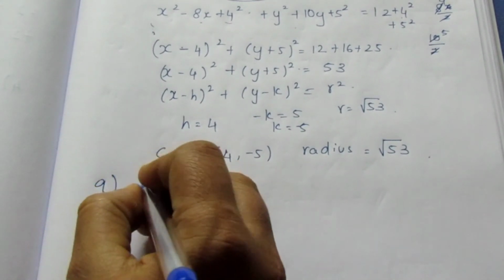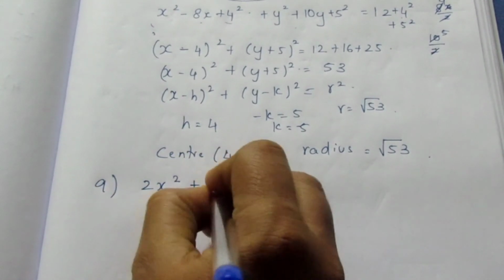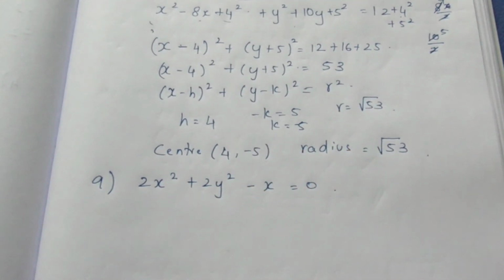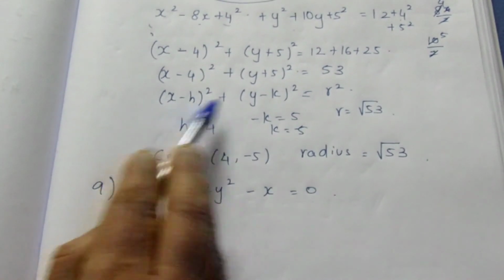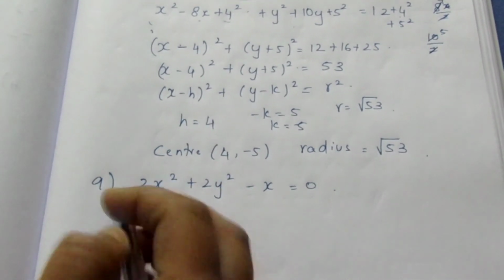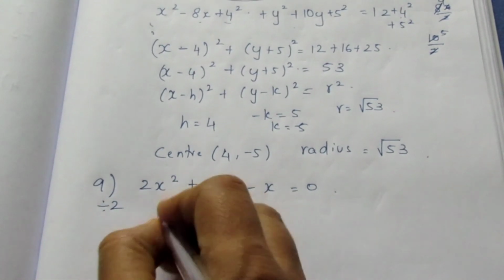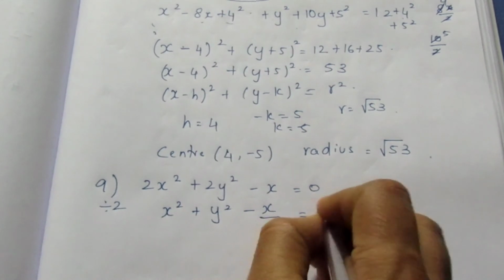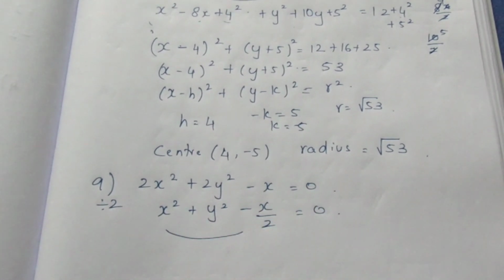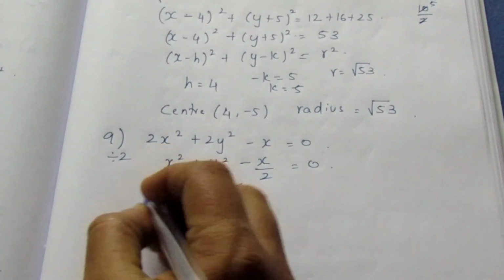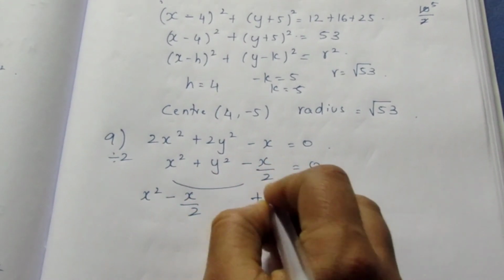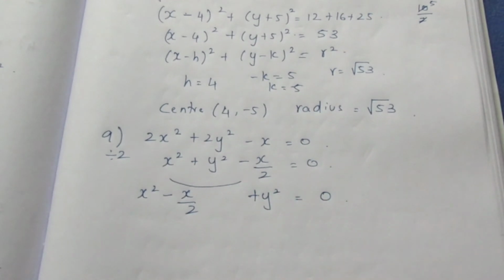We'll move on to the 9th one. In the 9th one, we have the question as 2x square plus 2y square minus x is equal to 0. We don't have a constant term to bring to that side, and we only want (x minus h) the whole square, not 2. So divide by 2, here it becomes x square plus y square minus x by 2 is equal to 0. Combine the x values together: x square minus x by 2 plus y square equal to 0.